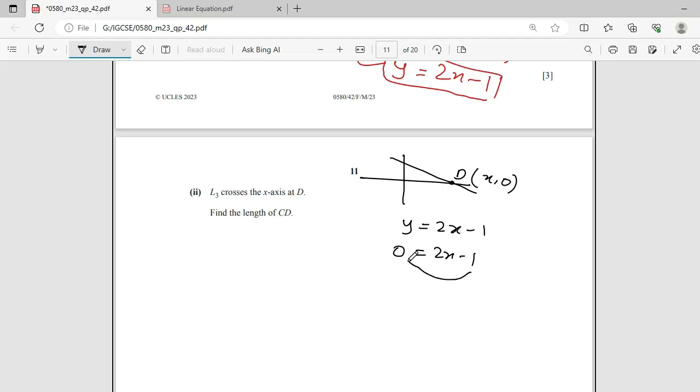We will substitute the value of y equals 0. 0 equals 2x minus 1. We bring the 1 over here: 1 equals 2x. x equals half. So we got the D coordinate, which is half comma 0.